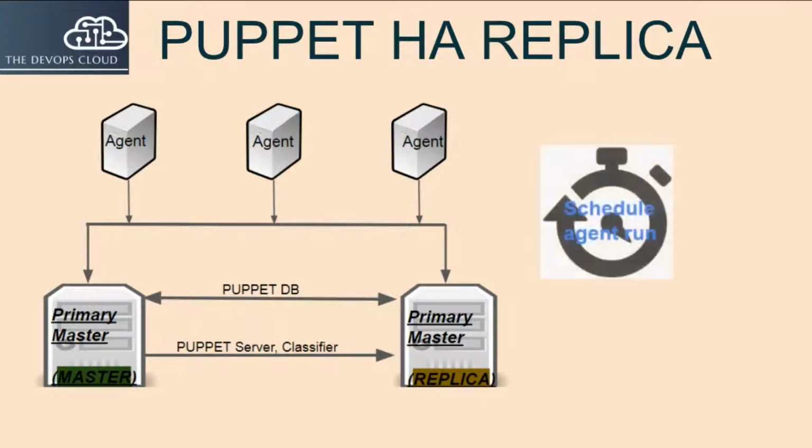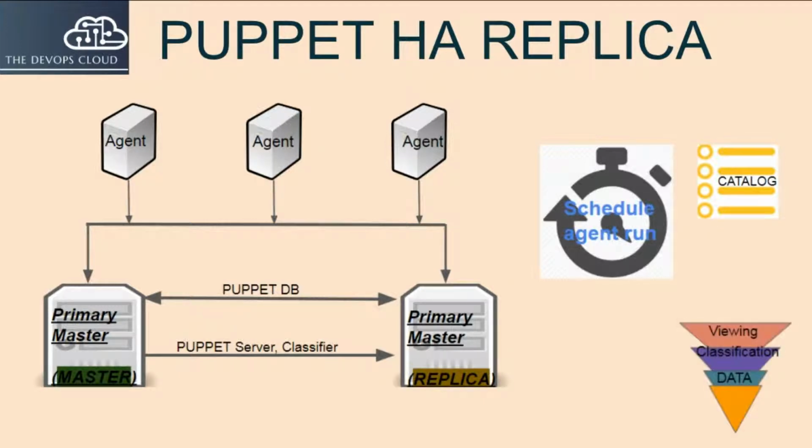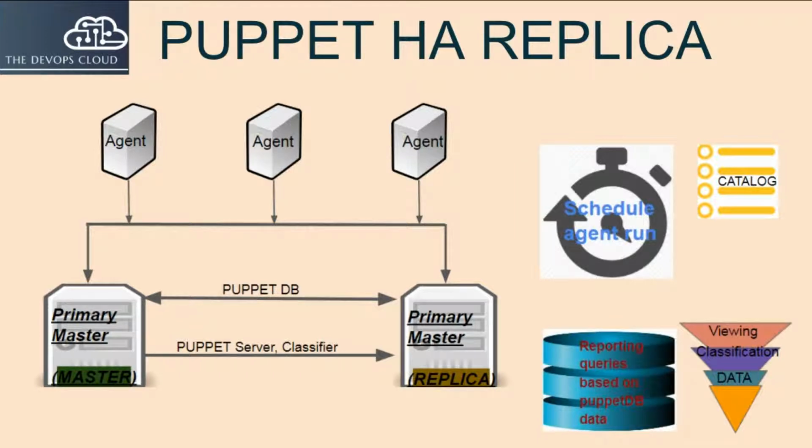What works during failovers? Scheduled Puppet runs. Catalog compilation. Viewing classification data using the node classifier API. Reporting and queries based on PuppetDB data.